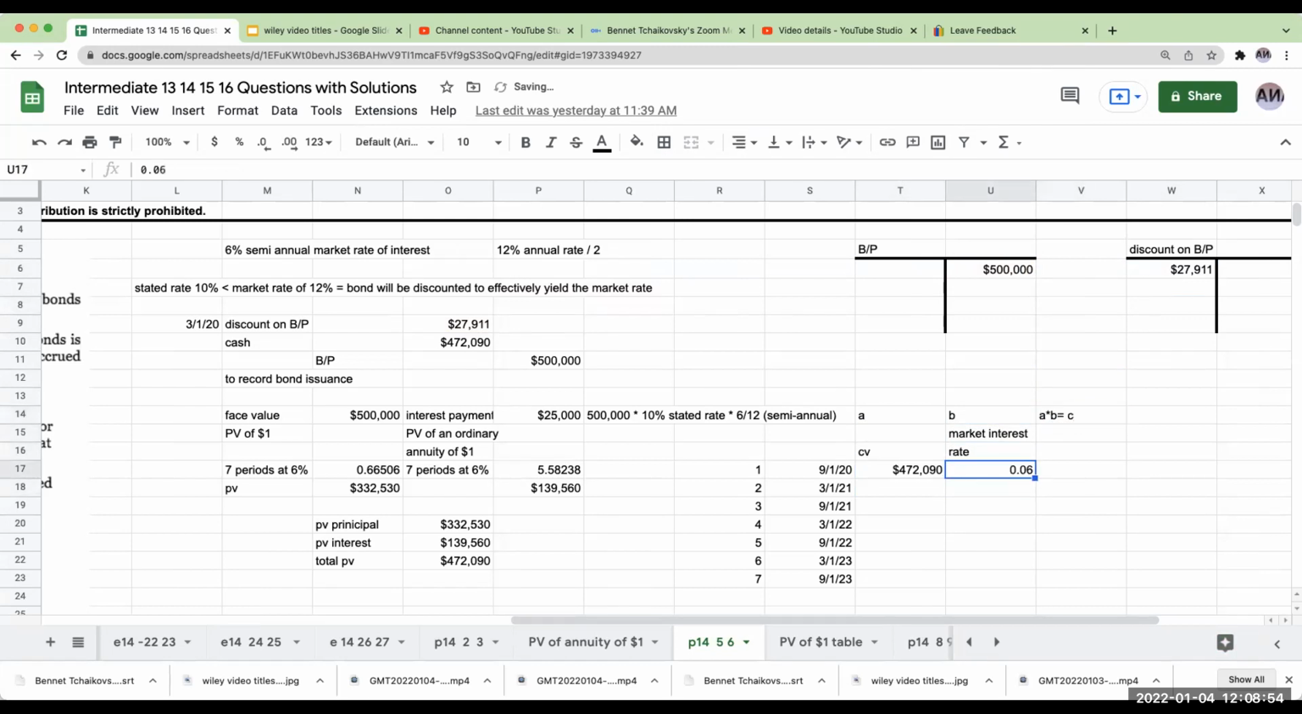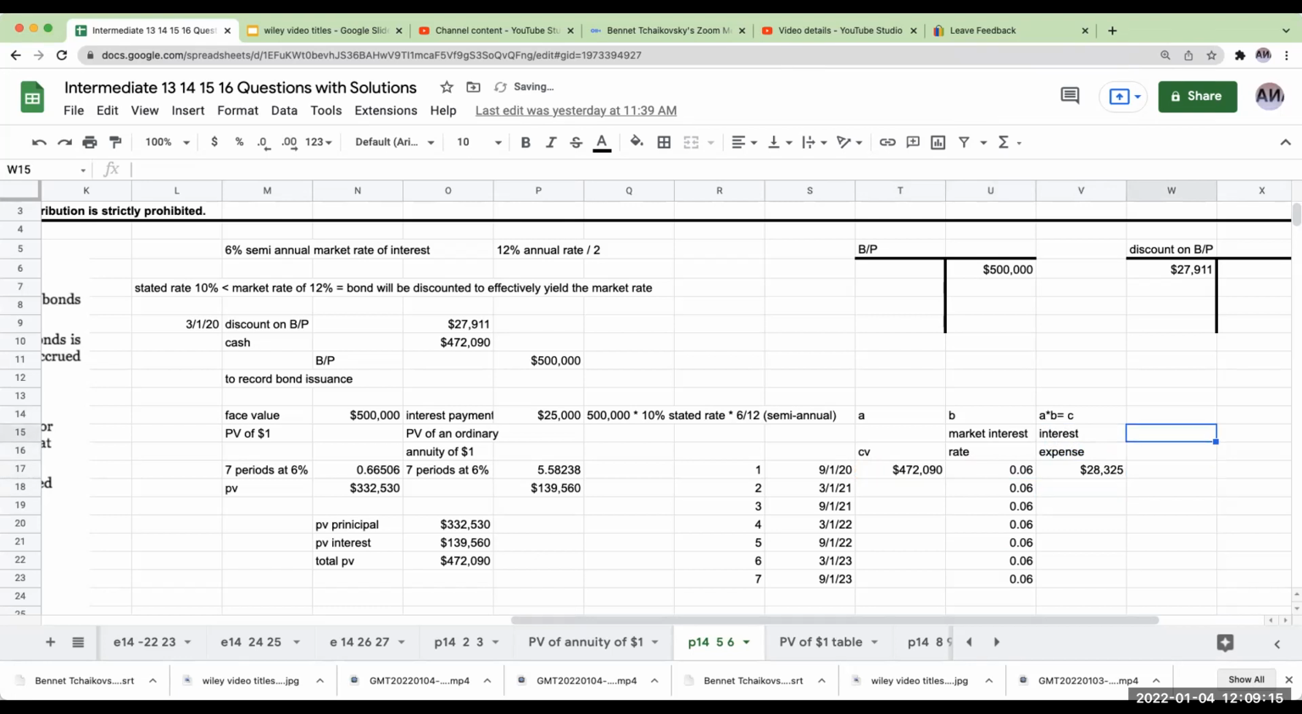My interest rate is 6%. Okay, so I use half the market rate. The market rate was 12%, but I'm paying interest semi-annually, or twice per year. So over here, my interest expense is going to be $472,090 times 6%.